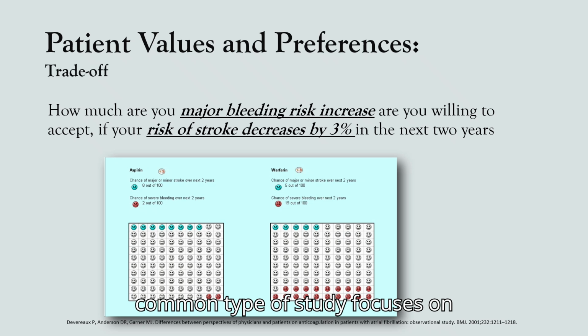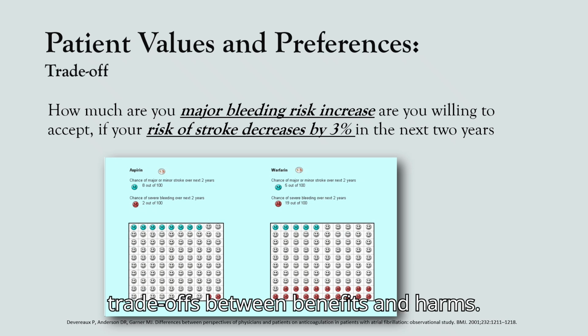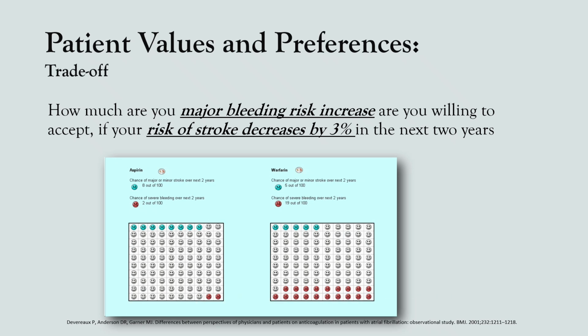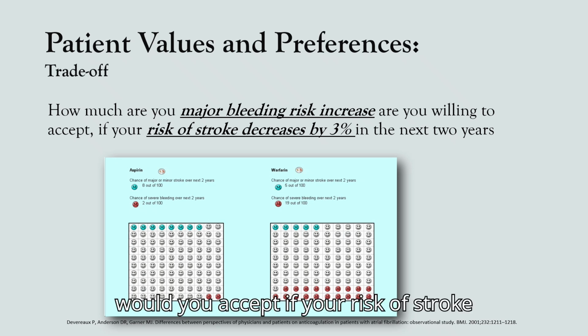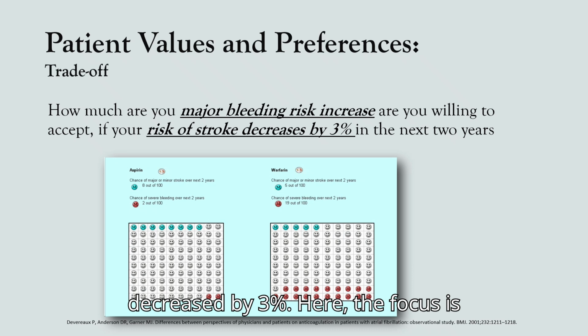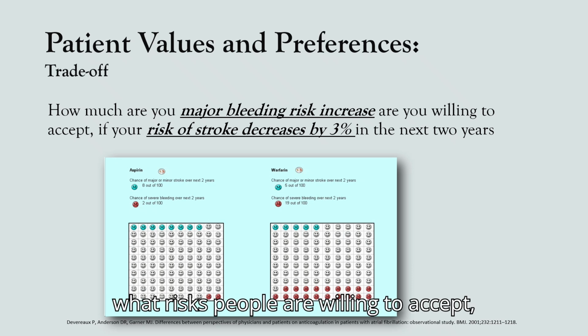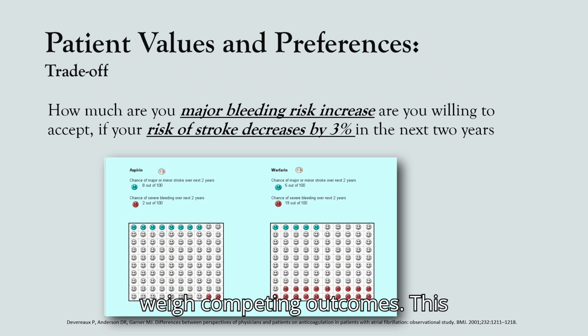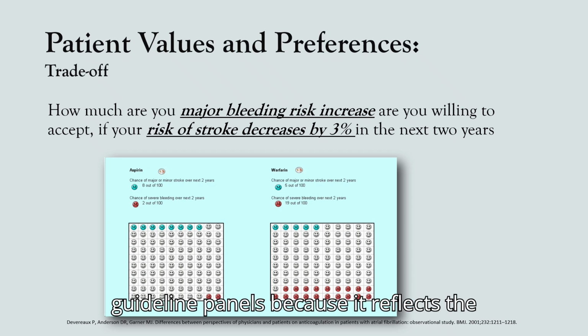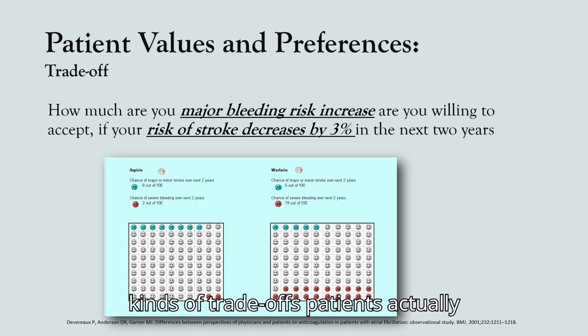Another common type of study focuses on trade-offs between benefits and harms. For example, people might be asked how much of an increase in bleeding risk would you accept if your risk of stroke decreased by 3%. Here, the focus is not just on utility scores, but on real-world decisions. These studies show what risks people are willing to accept, what benefits they prioritize, how they weigh competing outcomes. This type of evidence is very helpful for guideline panels because it reflects the kinds of trade-offs patients actually face.